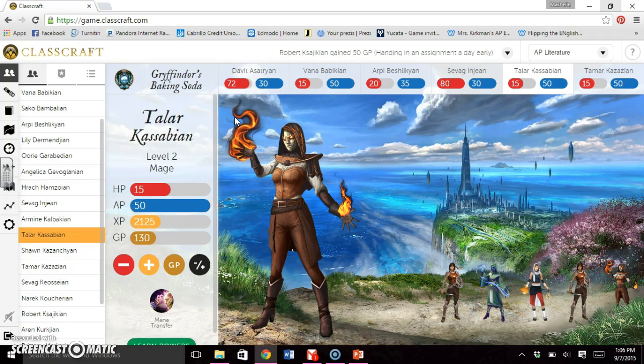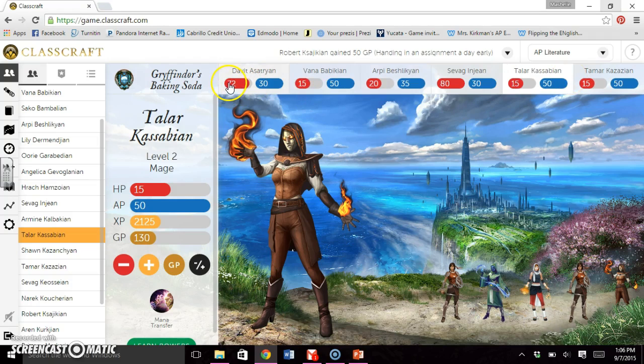So this is my AP 12th grade class, AP Literature, and this is what the teams look like. You'll have a background, you'll have a shield, you'll have a name. So this team's name is Griffin's Baking Soda, and you'll see each of their characters. There are 6 teammates on this team. If you look here, you see where each of them are in various stages.